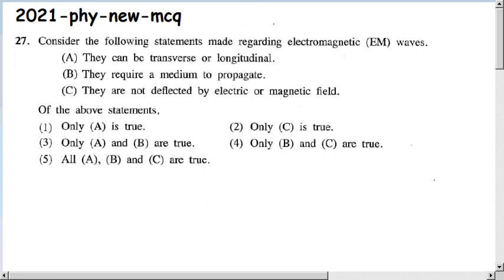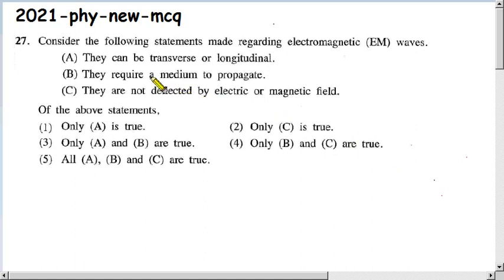Now children, let us try this problem 27. Consider the following statements made regarding electromagnetic (EM) waves. A: they can be transverse or longitudinal. B: they require a medium to propagate. C: they are not deflected by electric or magnetic fields. Of the above statements, only A is true, only C is true, only A and B are true, only B and C are true, or all A, B and C are true.